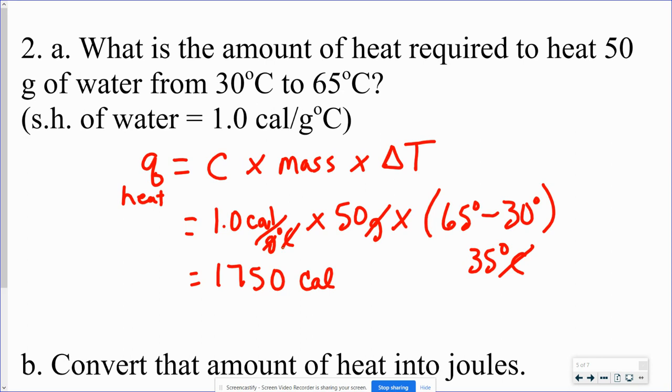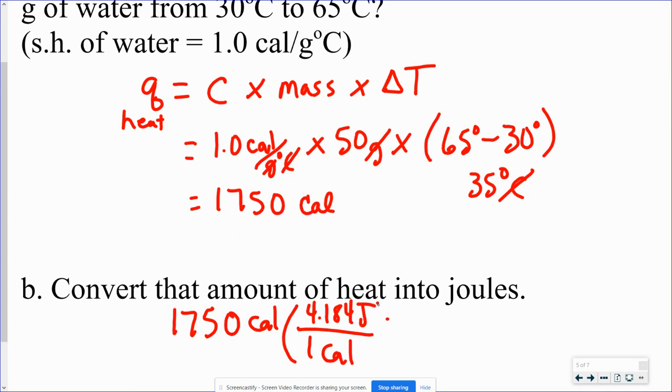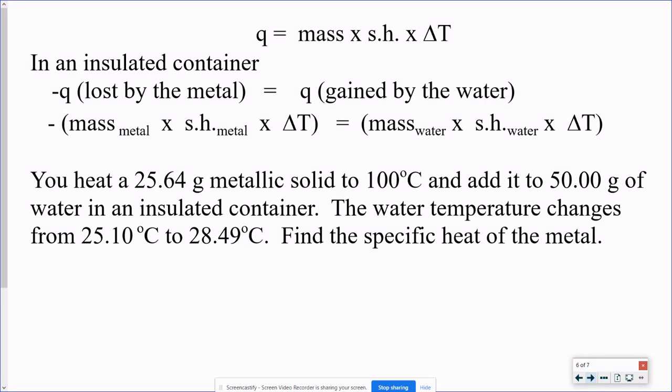And then it says convert that amount of heat into joules. So remember from earlier that 1 calorie is 4.184 joules. So when we multiply times 4.184, we end up with 7,322 joules. So this is the harder type of problem, but you can do it. It's just doing the Q equation twice, okay?